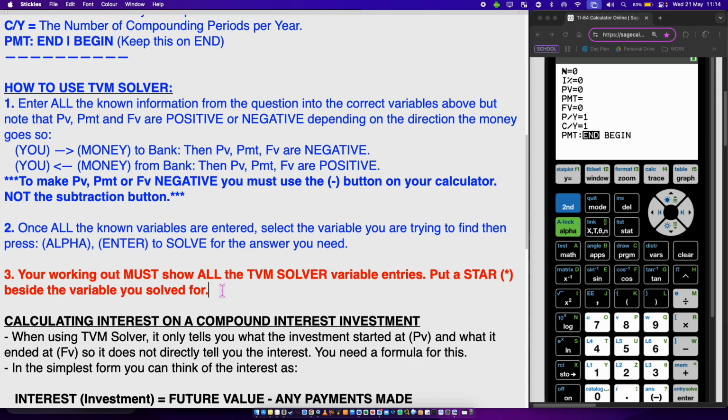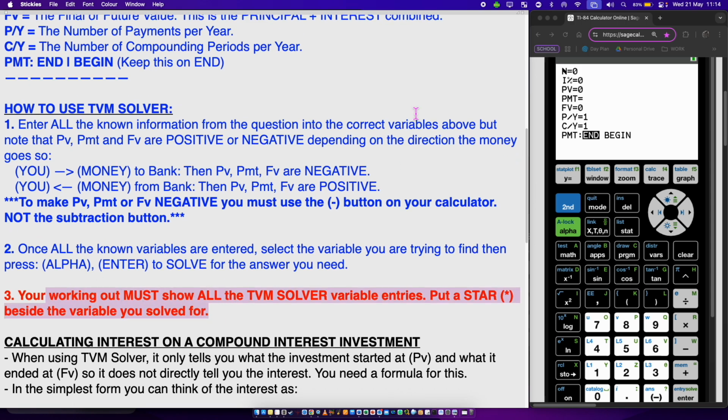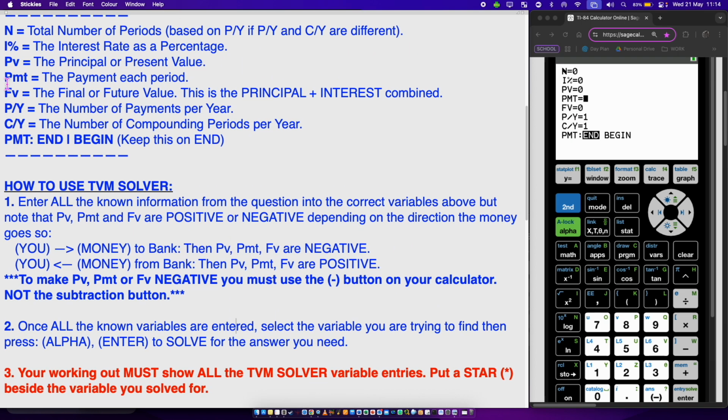How do I show working out with TVM solver? You just show this. You show this and you put a star next to the thing you were trying to find. So if the question asked you to find what are the payments on the loan, you would write out all of this and you'd put a star next to PMT, for example. I've only ever had one kid that insisted on not showing working out, and that's cool because for half the test he got the right answer.